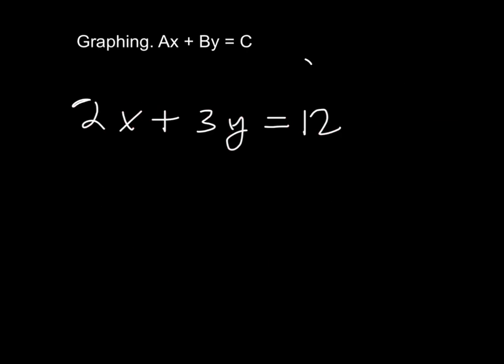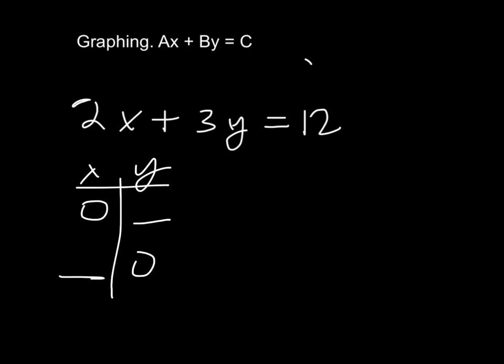The simplest and most accurate way to graph a line that is in standard form is to quickly figure out the intercepts. You recall, the intercepts are always going to be when the x-coordinate is 0. In that case, you will be on the y-intercept. And when the y-coordinate is 0, in that case, you will be on the x-intercept.